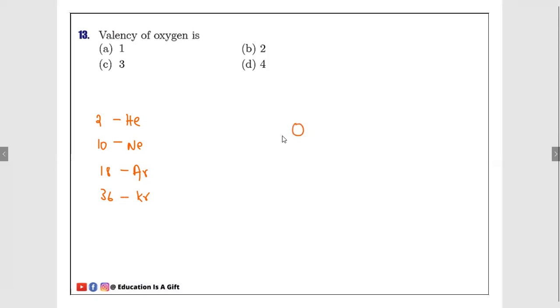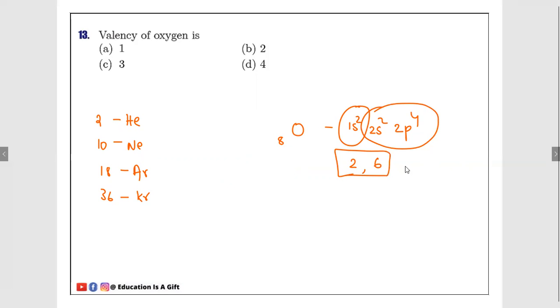Oxygen atomic number is 8. If you write the electronic configuration, it is 1s2, 2s2, 2p4, or else you can write it as 2, 6. So 1s2 you can mention as 2, 2s2 2p4 you can mention as 6, and 2 plus 6 is 8. 8 is very near to neon. What is the difference between 8 and 10? 10 minus 8 is equal to 2. So valency of oxygen is 2. Like that you have to go with all other elements.